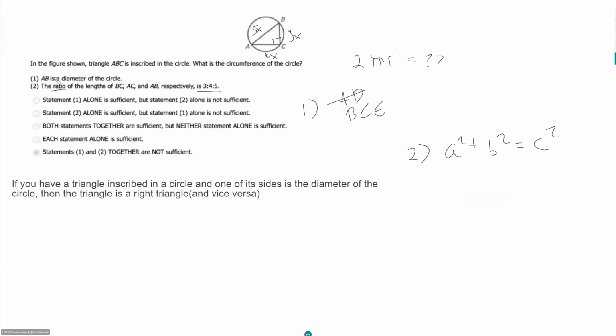Together, they're not helpful because all of the information we know from statement 1 is also contained within statement 2. So nothing is really added. Just knowing we have a ratio isn't helpful, and we don't really have any values. So even though we got to use our rule and the Pythagorean theorem, it doesn't really get us anywhere. So E.